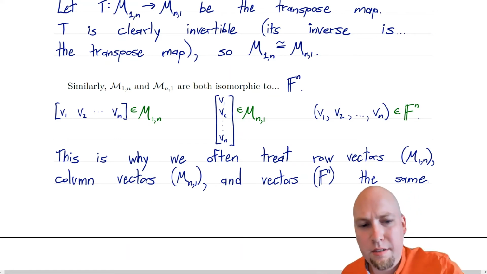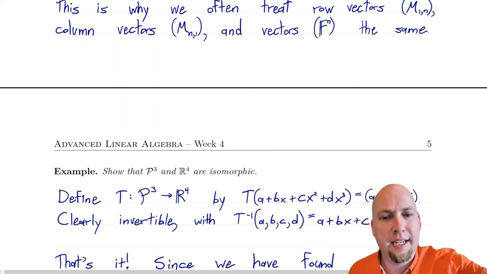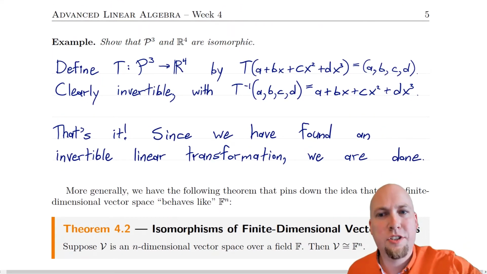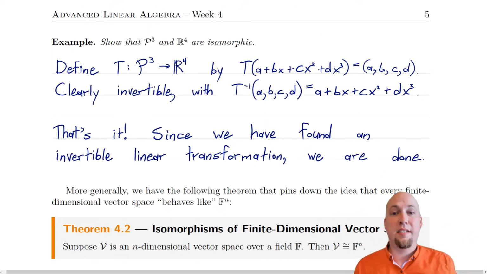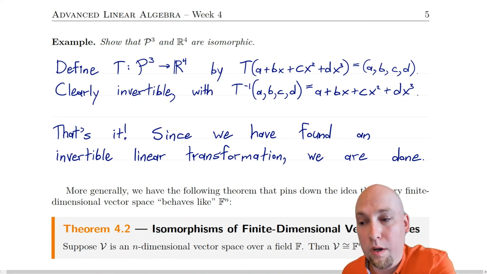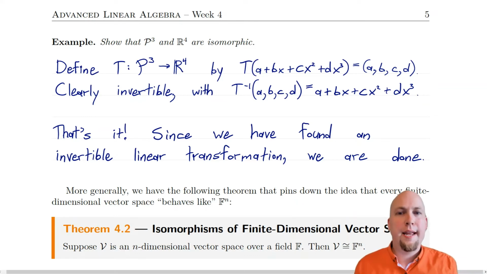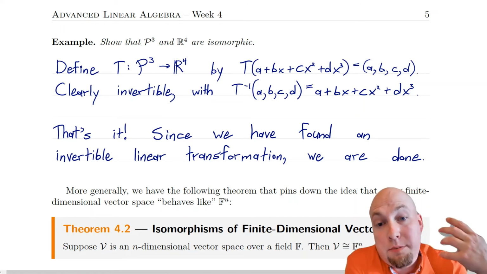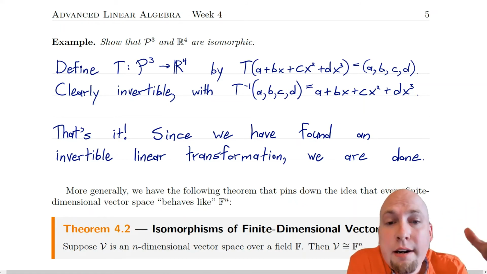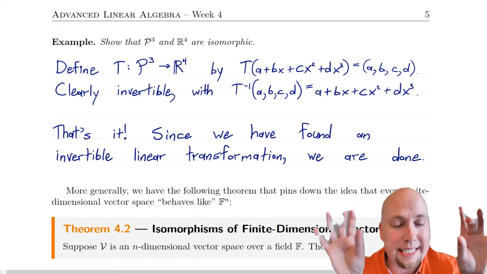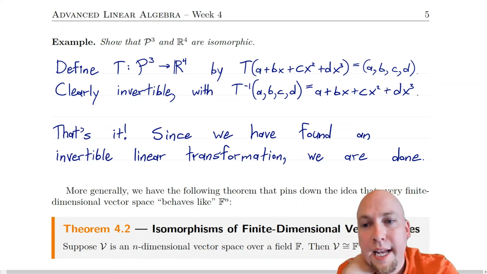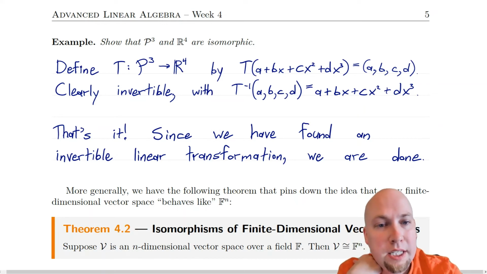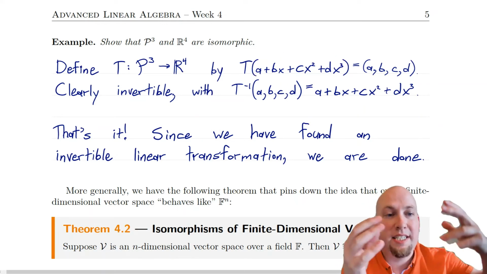All right, so let's look at a slightly more complicated example. Let's show that P3, the space of polynomials of degree less than or equal to 3, is isomorphic to R4, lists of 4 real numbers. Again, to show that two vector spaces are isomorphic, you just have to find some invertible linear transformation between them. I'm just going to come up with one, and it's staring at us in the face when you write down what the vectors in these two spaces look like. The members of P3, what do those look like? Well, they look like a plus bx plus cx squared plus dx cubed.